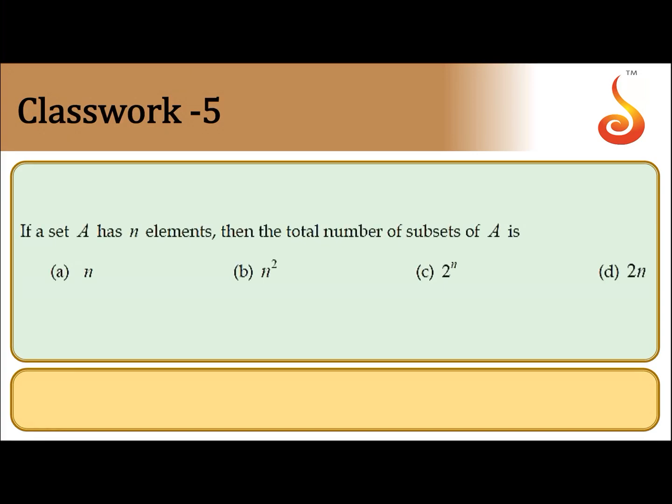A set A has n elements, then the total number of subsets of A. It is a direct formula. The number of subsets of any set A is given by 2 to the power of n. It's a formula. So applying the formula, you get the answer 2 to the power of n.